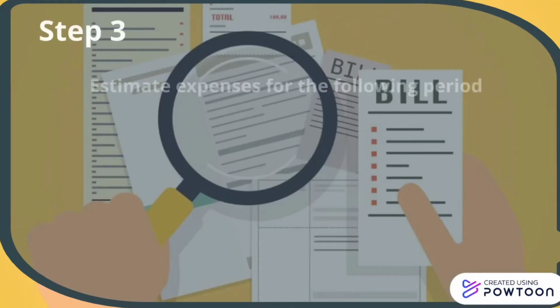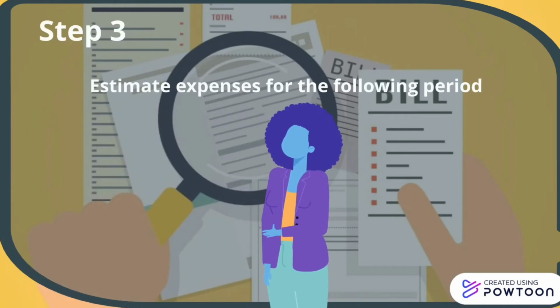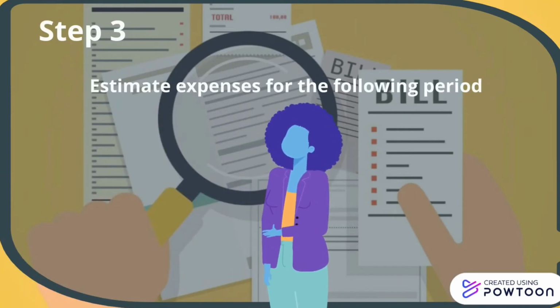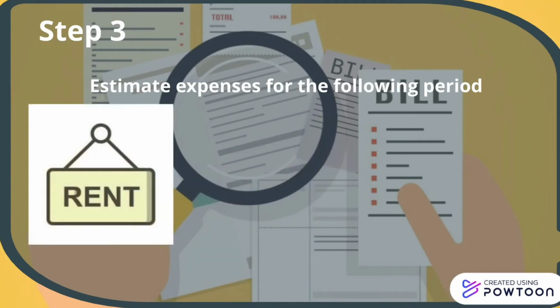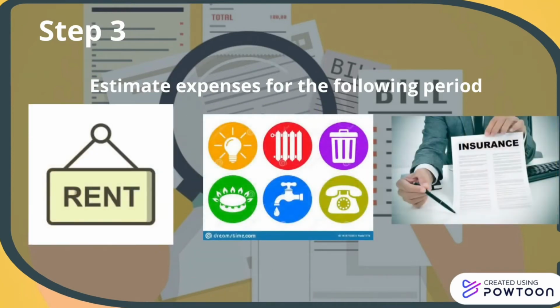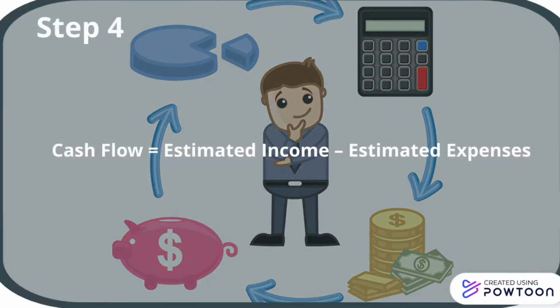Step 3. Estimate expenses for the following month. Think about all of the expenses you will pay next month. Consider the cost of raw materials as well as rent, utilities, insurance, and other expenses. Step 4. To calculate your business's cash flow, subtract your estimated expenses from your estimated income.